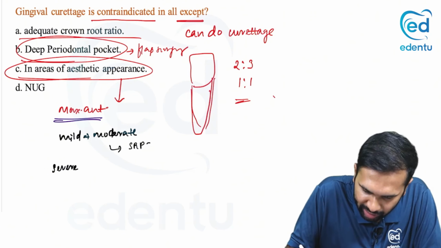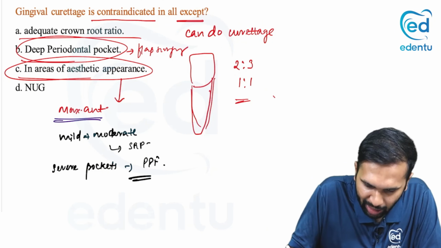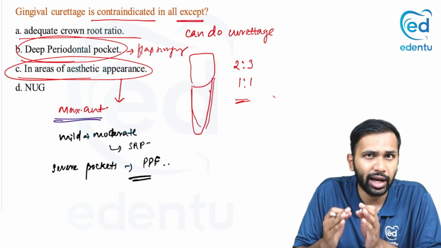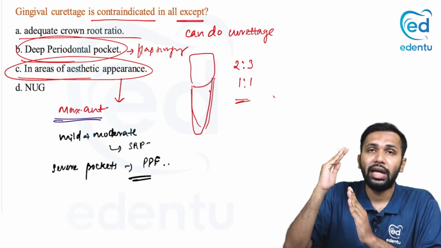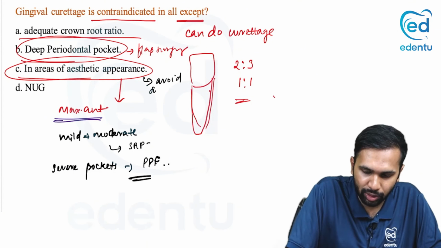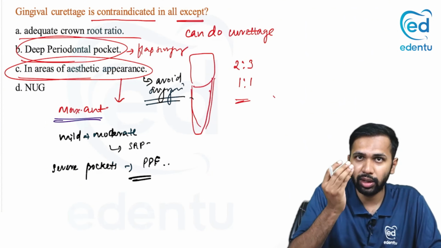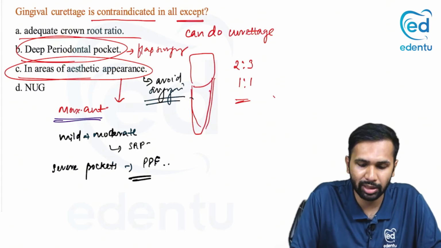Only if you have severe pockets do you shift for a papilla preservation flap, right? Otherwise, as long as possible, you try to avoid any surgeries, and curettage is a type of surgical procedure, right? So it is rarely done in the maxillary anterior. If at all you have a deep pocket, you directly do a papilla preservation flap.